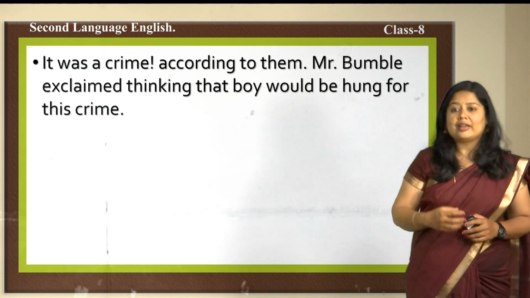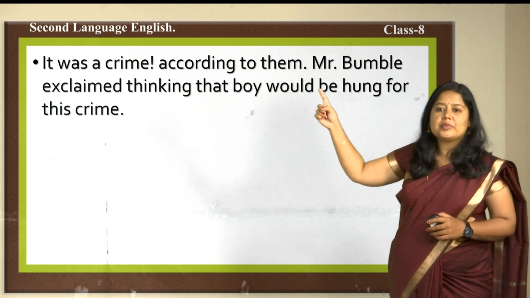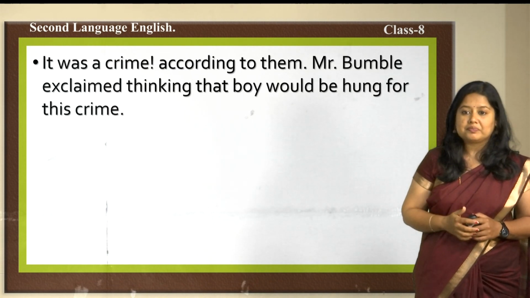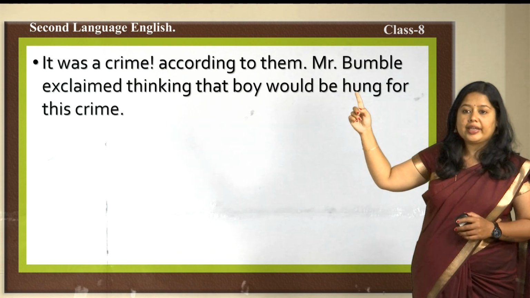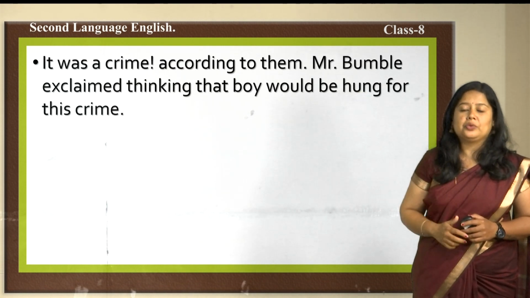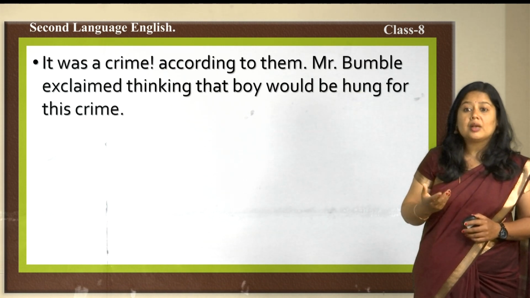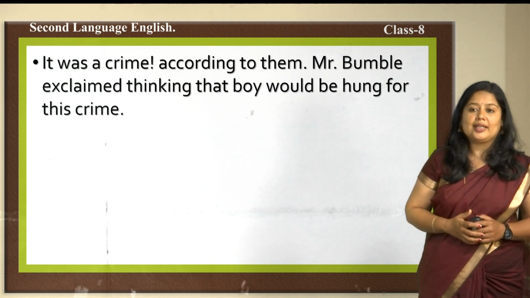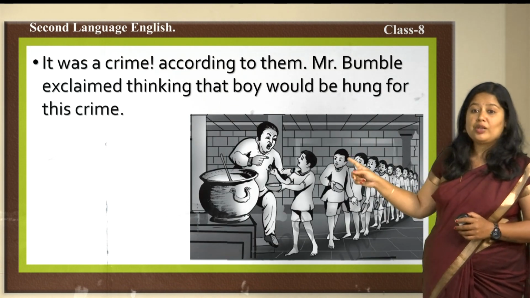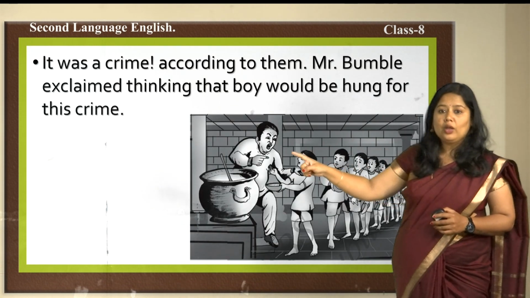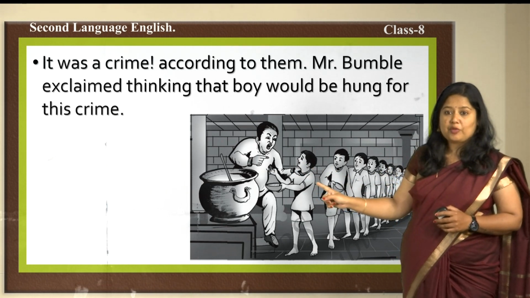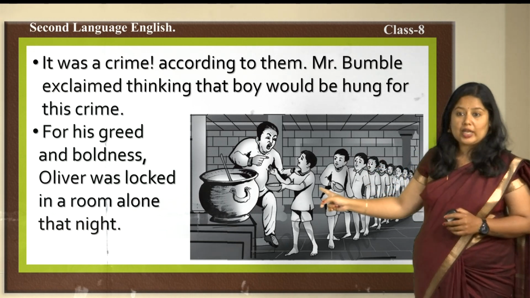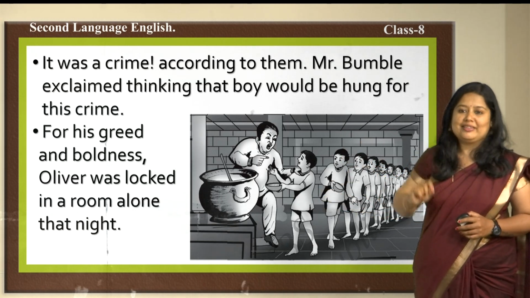Mr. Bumble exclaimed, thinking that the boy would be hung for his crime. Hanging, hung. So, for asking more, the boy may be hung. This was the situation that Oliver was facing. Look at this picture, you will know the master is serving, Oliver is asking for more, and what is he doing? He is seizing him by his collar and taking him to the beadle.